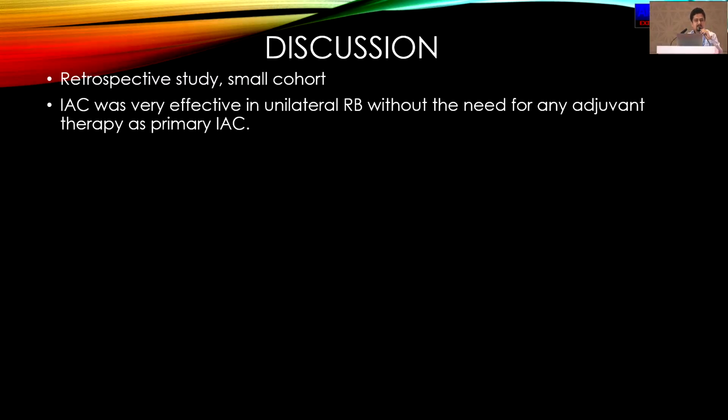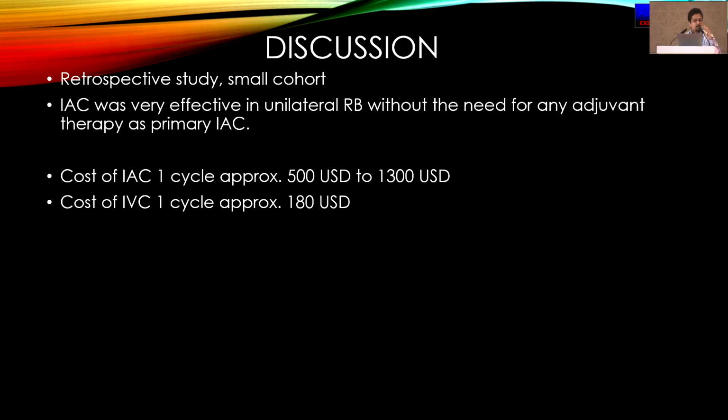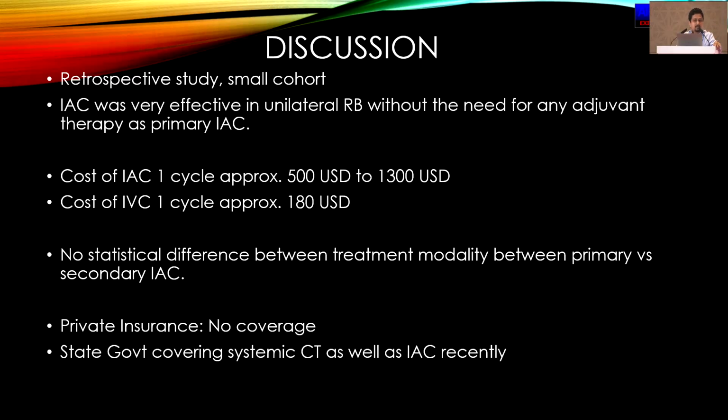Coming to discussion, it's a small cohort study, but IAC is very effective in unilateral RB without the need of any adjuvant therapy, such as in primary. If you see the cost, that is a big problem. In IAC, one cycle costs approximately 500 to 1,300 US dollars, whereas intravenous is hardly 180 US dollars. But with efforts, we got the government to come into the limelight, and now we have IAC covered under certain schemes. And we found no statistical difference between treatment modalities, primary versus secondary IAC.